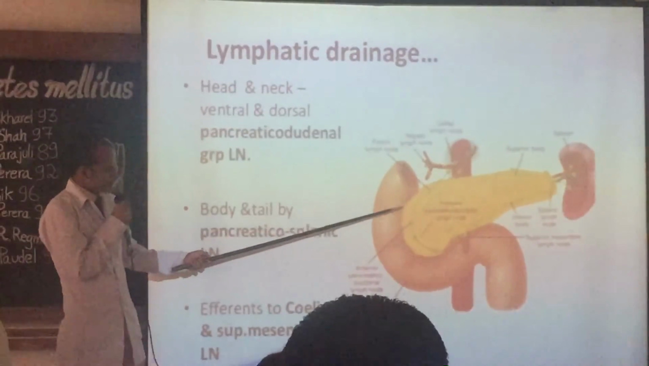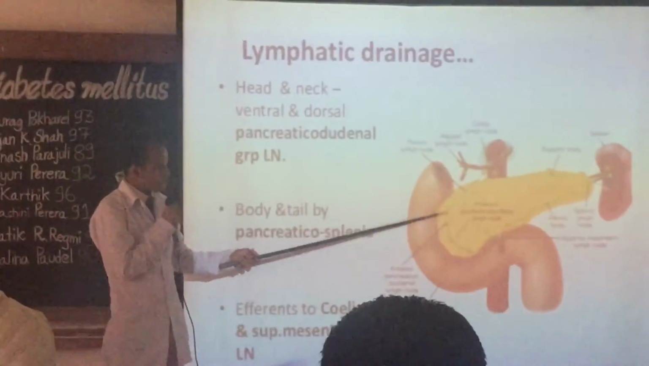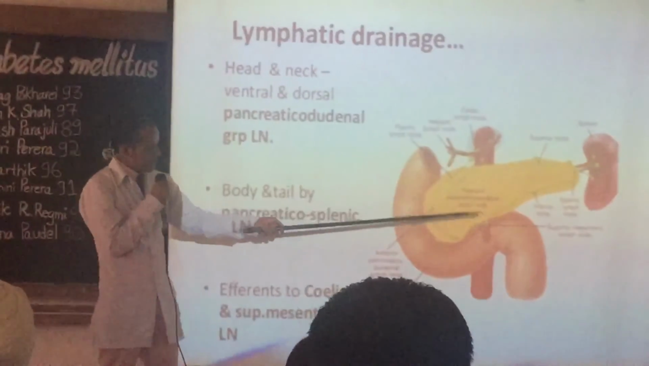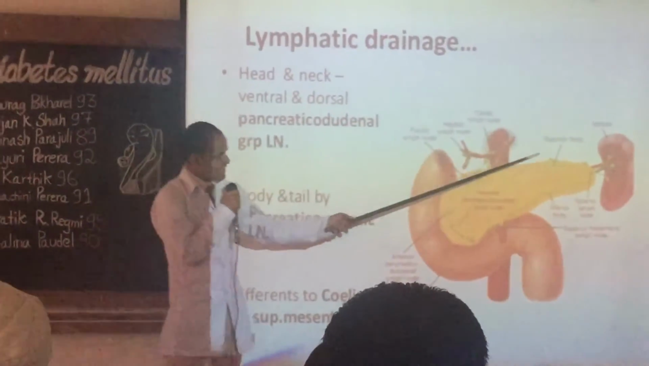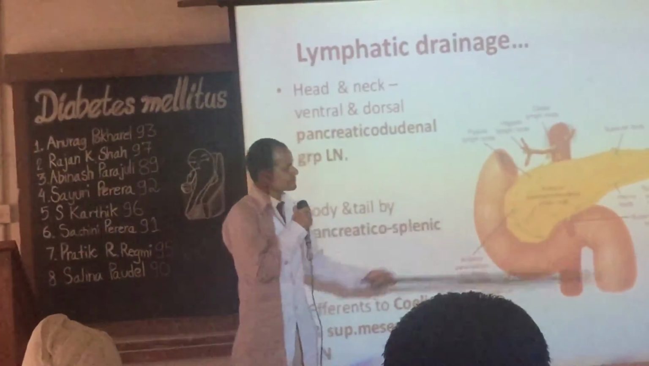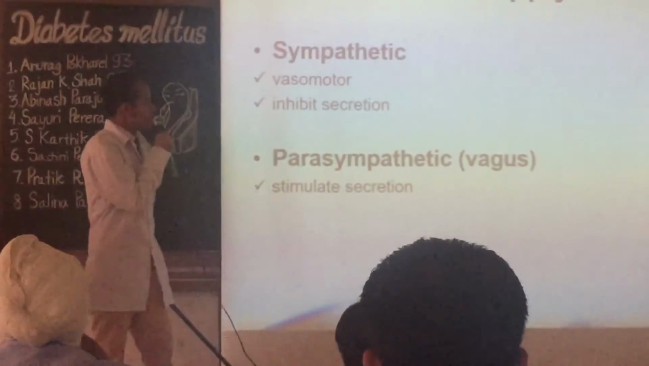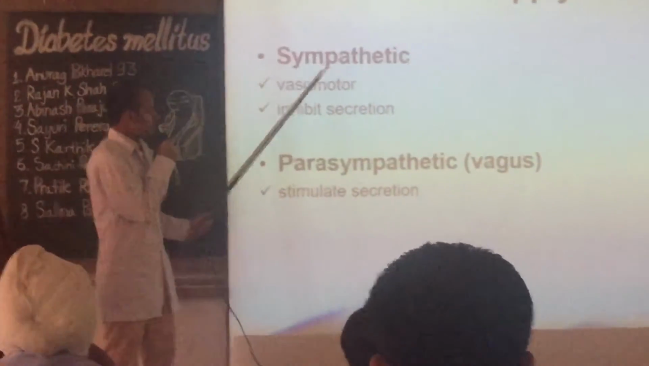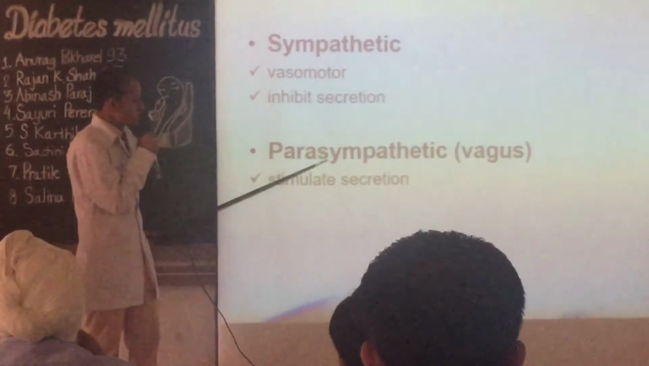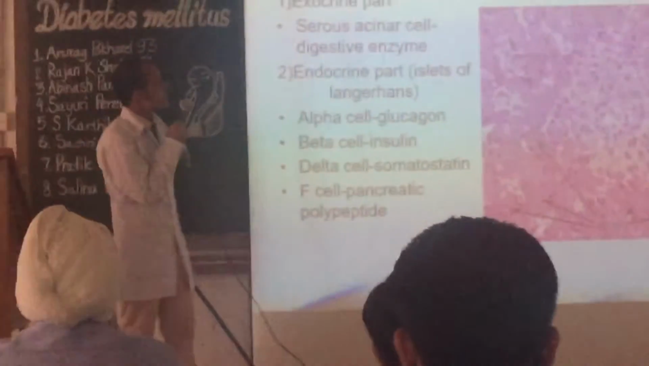Lymphatic drainage occurs through the pancreaticoduodenal group of lymph nodes, celiac lymph nodes, superior mesenteric lymph nodes and pancreaticosplenic group of lymph nodes. Pancreas has both nerve supplies, sympathetic and parasympathetic. Sympathetic nerves inhibit secretion and parasympathetic nerves stimulate secretion.